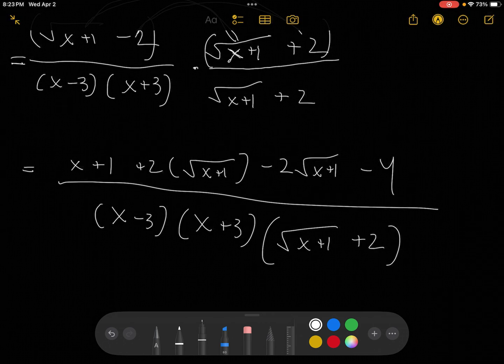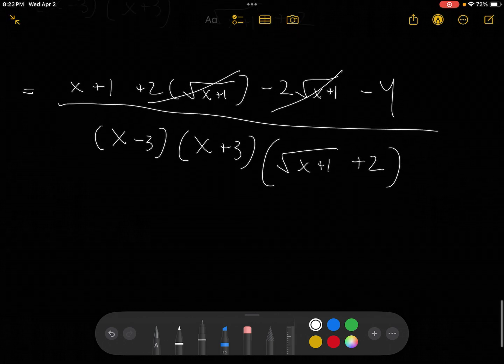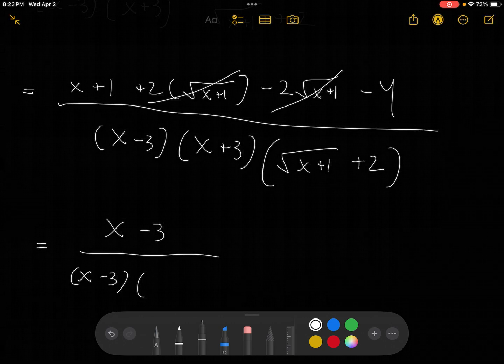So now we can go ahead and simplify this numerator. This is going to cancel with this, and then we have 1 minus 4. So in the numerator, we're going to end up with x minus 3 over x minus 3 times x plus 3 times square root of x plus 1 plus 2.